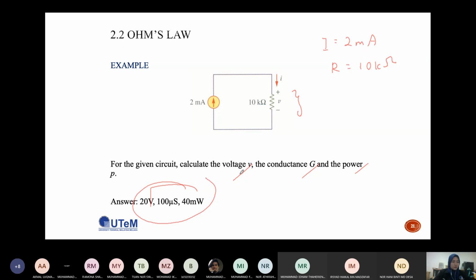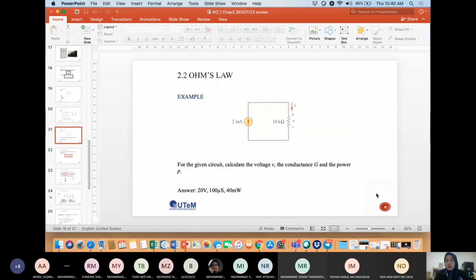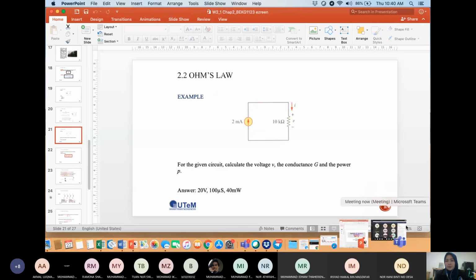Okay. So now let's try and calculate for this one. So the first one, voltage. We know that voltage equals I multiplied by R. I is 2 milli, R is 10K. So 2 milli multiplied with 10K is 20. Okay, the unit is volt, 20 volt.